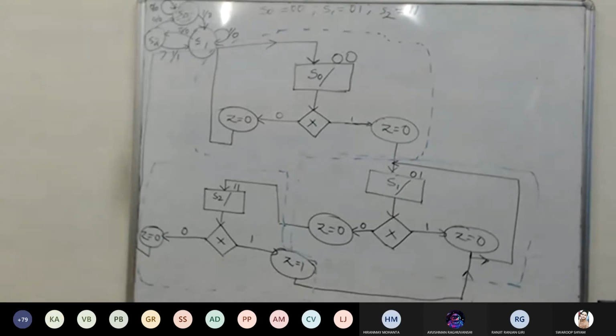Yes, ma'am, that's how it is. The ASM chart is being considered. So the ASM chart is somehow a simple replica of your FSM. Now we will increase the complexity.